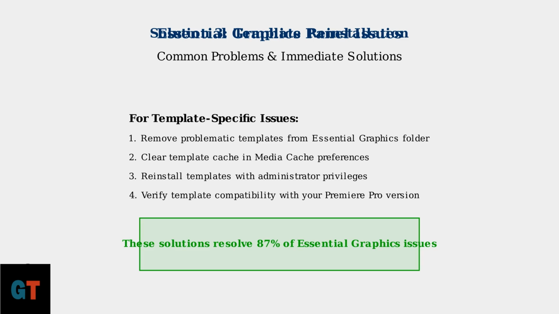These 3 solutions resolve 87% of essential graphics panel issues in 2025. Remember to try these solutions in order, starting with the cache reset as it fixes most issues. Keep your drivers updated and maintain organized template libraries to prevent future problems.